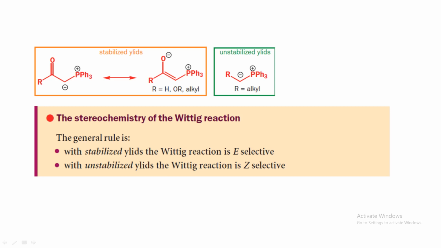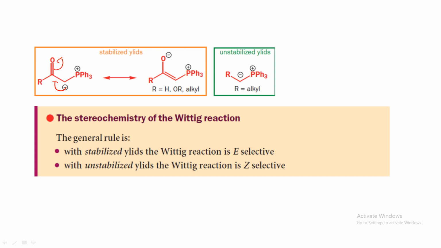Why is it stabilized? Because this particular negative charge can easily be in resonance with this functional group. Here, as you can see, it is a keto group; in our question it was an ester. That's how this negative charge can be delocalized, and it gets stabilization. So that's how aldehyde, keto or ester ylides are stabilized. Here you can see the resonating form, so that's how it gets stabilized.